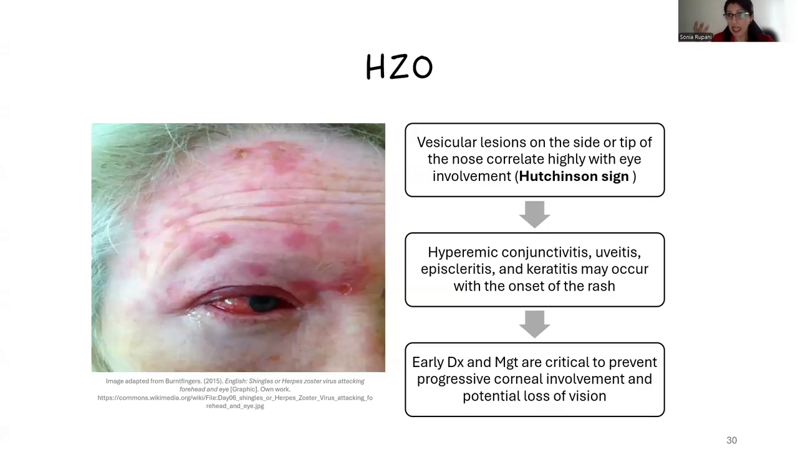Once these patients start having the lesions, they will see the typical vesicular lesions in that dermatomal distribution. For V1, their eyes will look red, so there's hyperemic conjunctivitis. Also, there will be ciliary flush, which tells us there are deeper structures being affected: the uvea, so uveitis, episcleritis, and keratitis. It is important to quickly diagnose and manage this to stop the progression of the condition, so that we can save the eye. Otherwise, it can cause permanent vision loss.